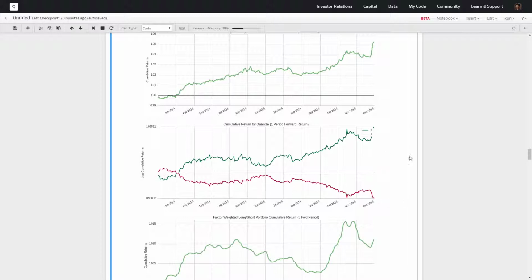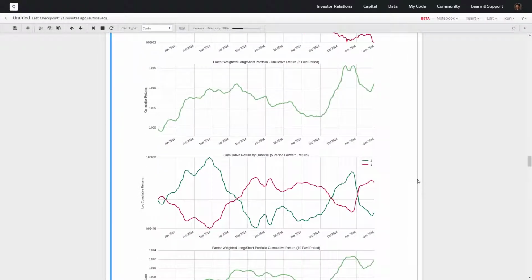Okay, so this is a beautiful chart. What you really want to see is that they're going further and further away from each other. This is the 5 day. Remember, this is a long short portfolio. You're long the upper quantile, you're short the lower quantile. This is not so healthy.